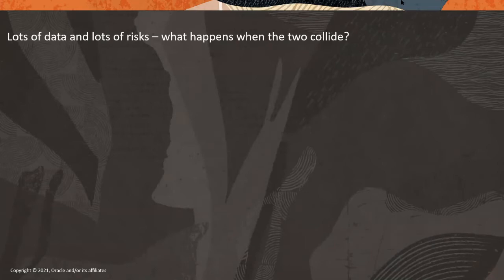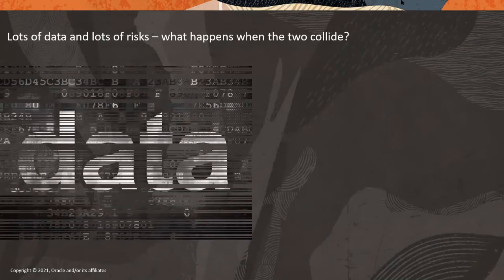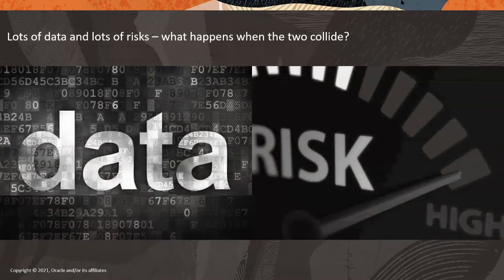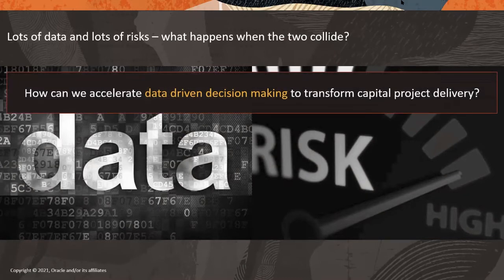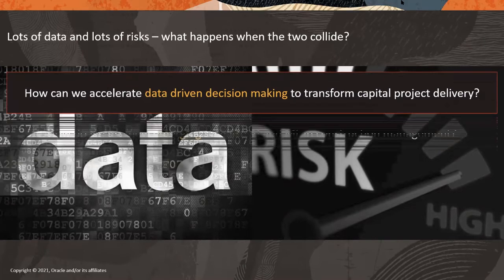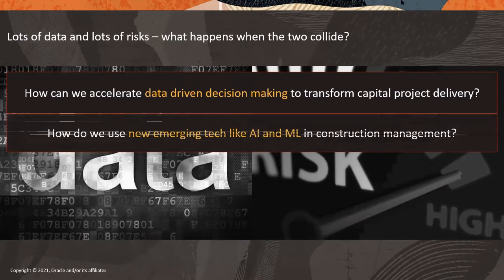So what we set out to understand was there's a lot of data and there's a lot of risk. So what happens when the two collide? Data, risk, and what if you were to capitalize on the opportunity? Because right at the start, this group also decided that risk was perhaps a big focus that often gets neglected. So we asked these questions. How can we accelerate data-driven decision-making? How do we use new emerging tech like artificial intelligence and machine learning? And the focus is not so much on the tech as opposed to the value that it provides.